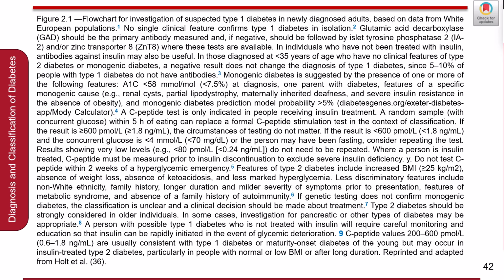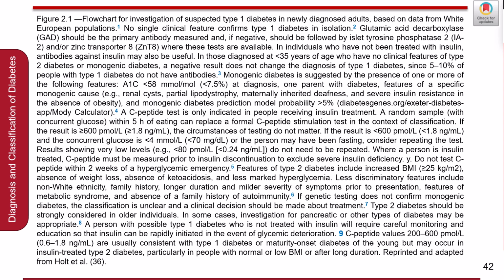Monogenic diabetes is suggested by the presence of one or more of the following features: glycated hemoglobin less than 58 mmol/mol, less than 7.5%, at diagnosis; one parent with diabetes; features of a specific monogenic cause, for example renal cysts, partial lipodystrophy, maternally inherited deafness, and severe insulin resistance in the absence of obesity; and monogenic diabetes prediction model probability greater than 5%. Diabetesgenes.org Exeter Diabetes App MODY Calculator.